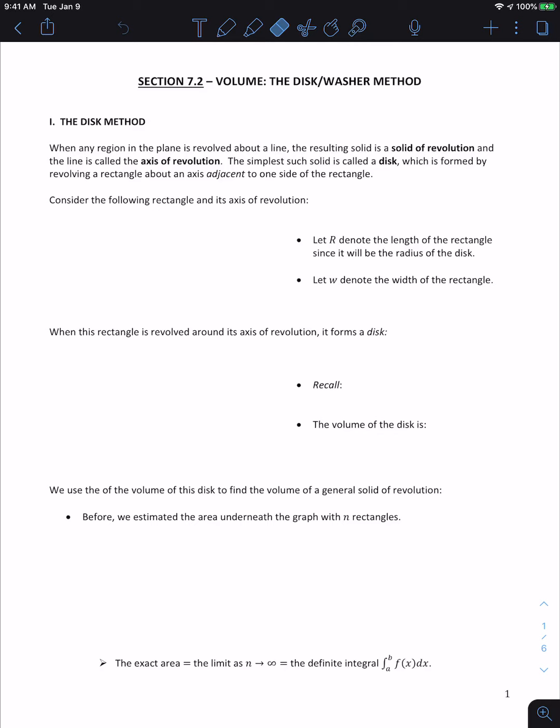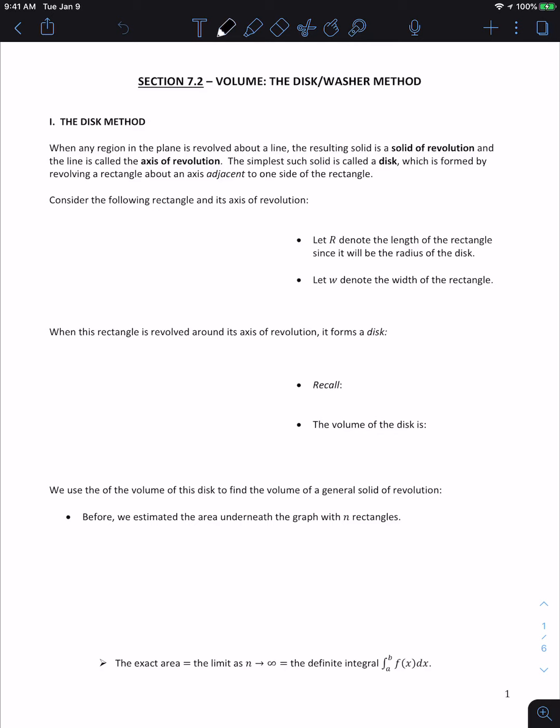When any region in the plane is revolved about a line, the resulting solid is called a solid of revolution, and the line is called an axis of revolution. The simplest such solid is called a disk, which is formed on revolving a rectangle about an axis adjacent to one side of the rectangle. In other words, the axis touches the rectangle.